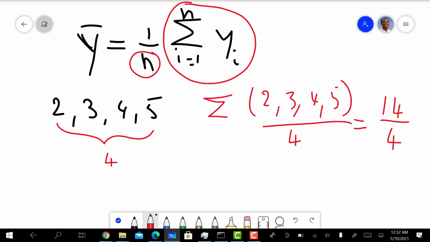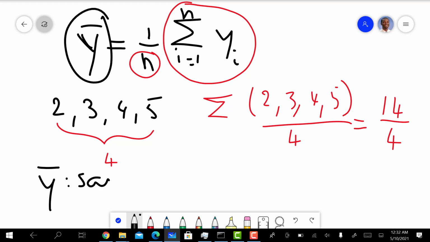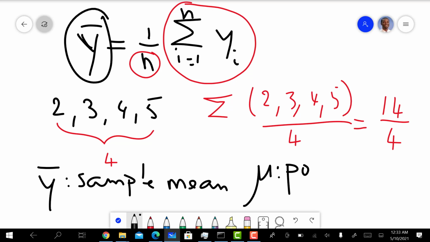Now, there's what's called the sample mean and the population mean. So the sample mean is what we just calculated, which is y bar. And what is the difference between y bar, the sample mean, and what you call mu, which is the population mean?